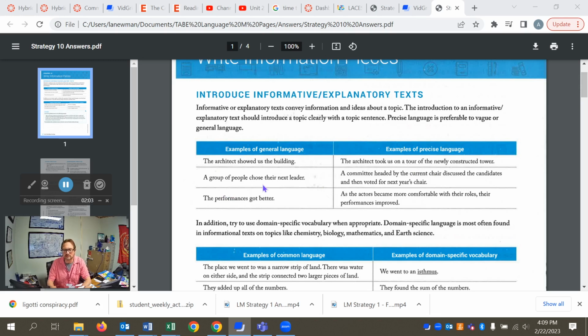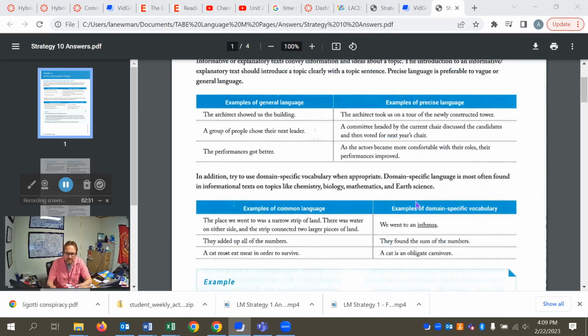So a group of people chose their next leader. Could we possibly be more vague? A committee headed by the current chair discussed the candidates and then voted for next year's chair. Or the performances got better. As the actors became more comfortable with their roles, performances improved. So most of the time it is about adding detail, adding precise detail that your reader needs to know in order to understand your informational text.